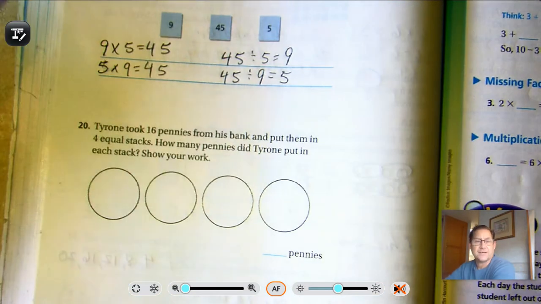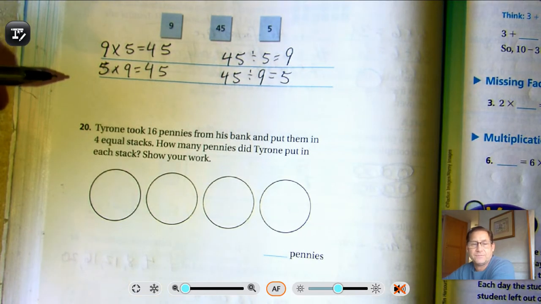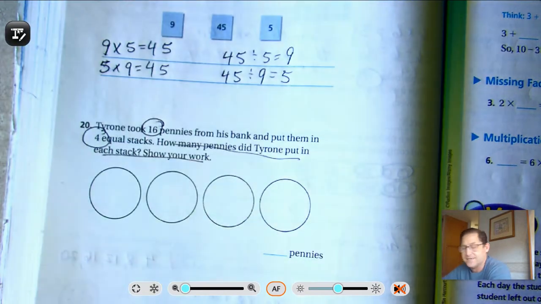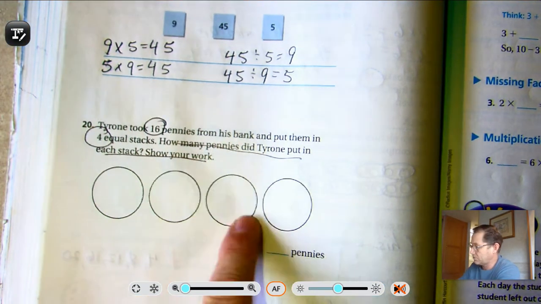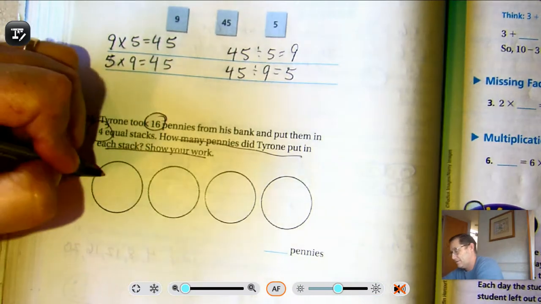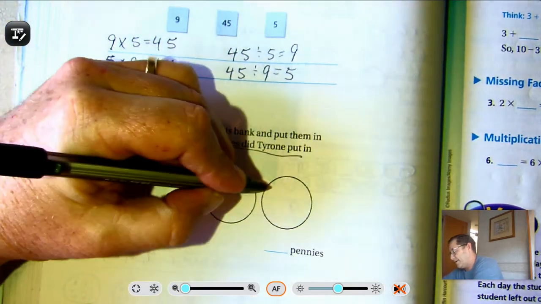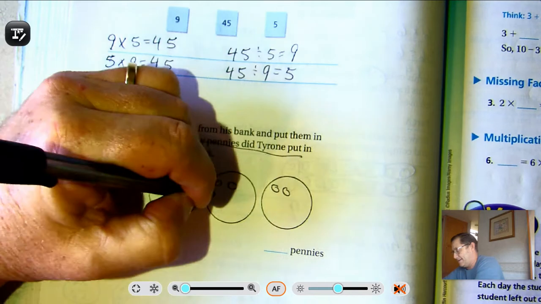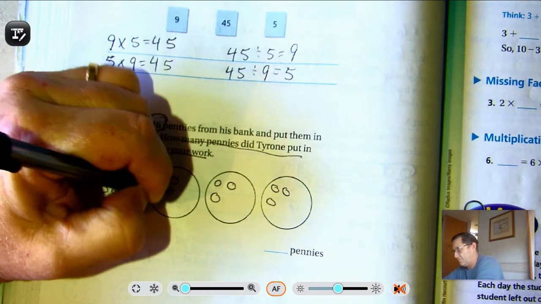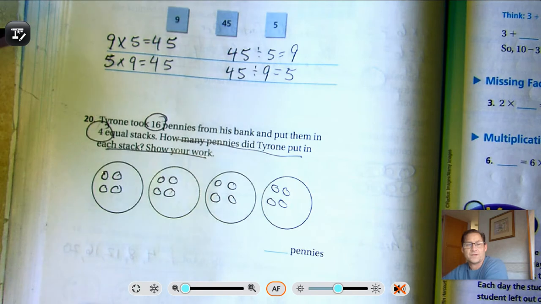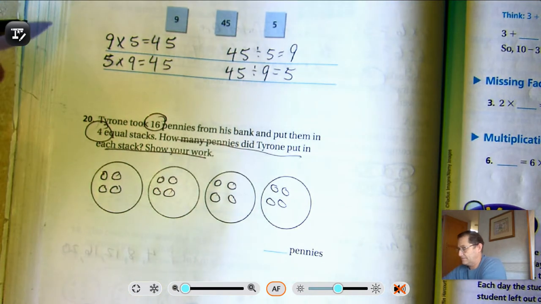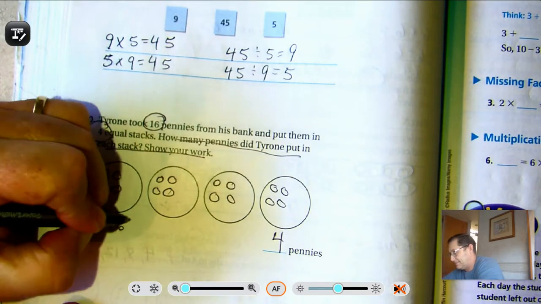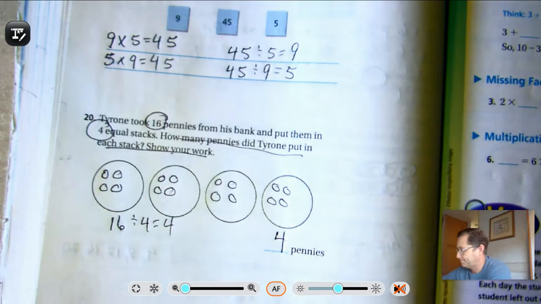And number 20. Tyrone took 16 pennies from his bank and put them in 4 equal stacks. How many pennies did he put in each stack? All right, so the 4 circles represent the 4 equal stacks. So 1, 2, 3, 4, 5, 6, 7, 8, 9, 10, 11, 12, 13, 14, 15, 16. So he has 4 pennies in each stack. 16 divided by 4 is 4.